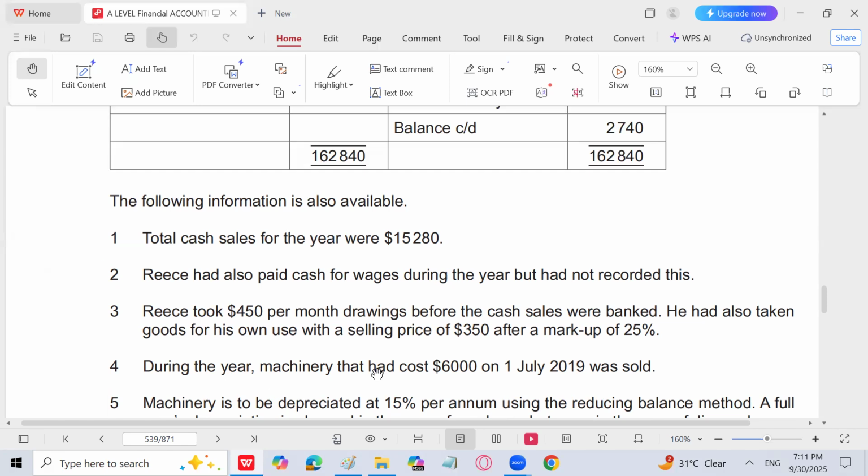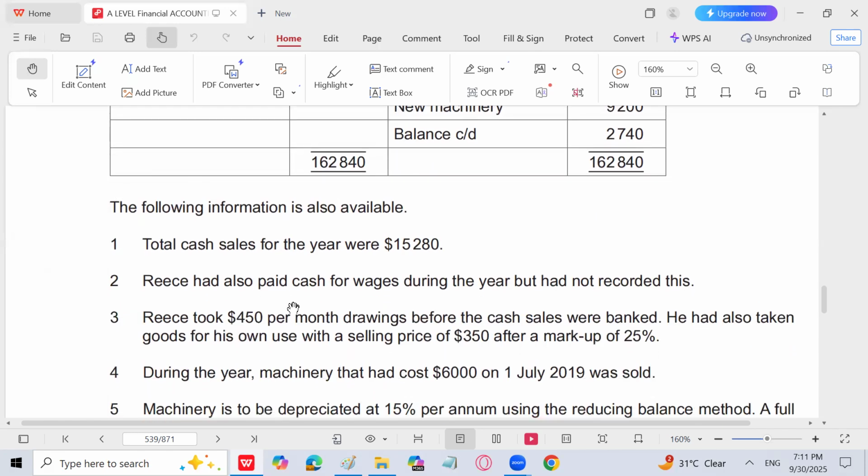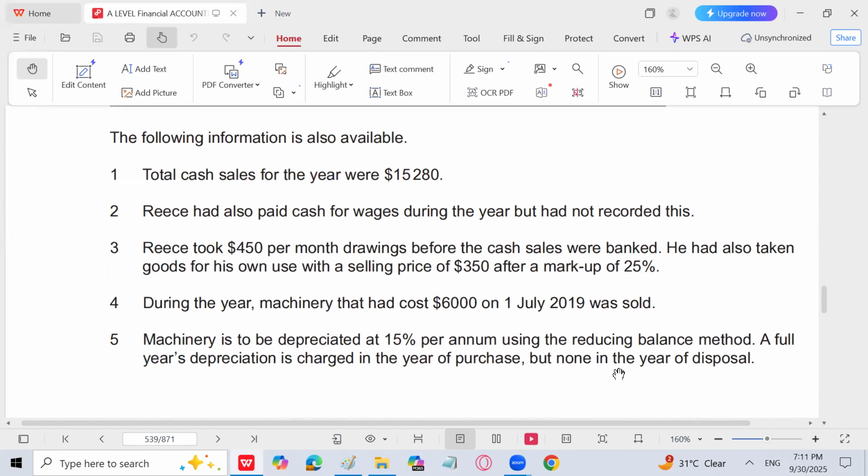During the year, a machinery that had cost 6,000 on 1st July 2019 was sold for 4,000. The selling price is 4,000, so the amount received is 4,000. Then machinery is to be depreciated at 15% using the reducing balance method. A full year depreciation is charged in the year of purchase, but none in the year of disposal. So this is how the question is established. I believe that this type of question will come in October/November 2025.